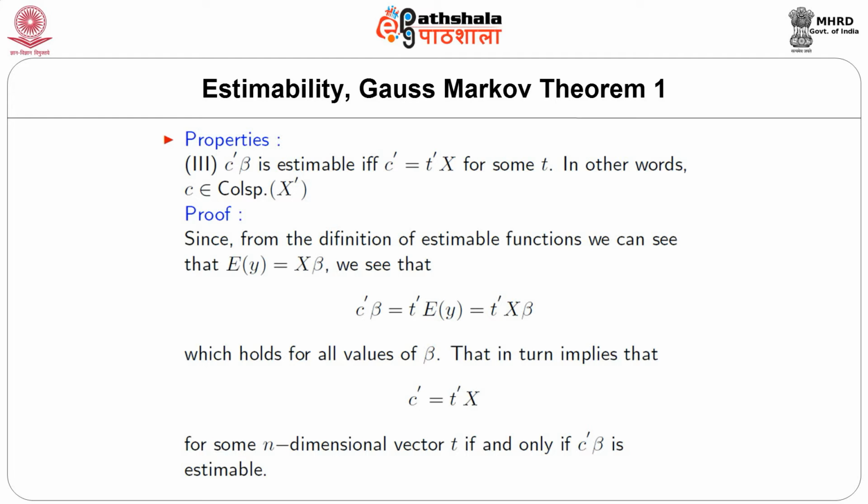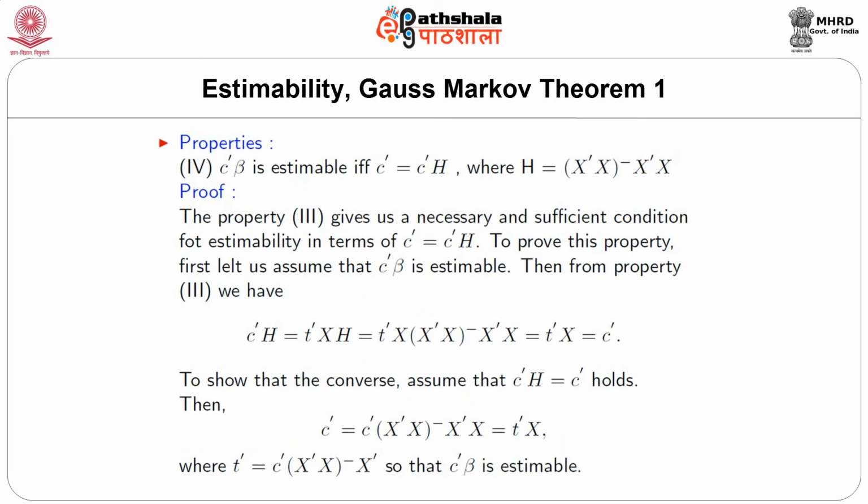Look at the proof once again carefully, because here we have used certain properties of G inverses that we will get from our second tutorial on linear algebra. The fourth property goes like this: C prime beta is estimable if and only if C prime equals C prime H, where H is X prime X G inverse X prime X. The proof is the following.